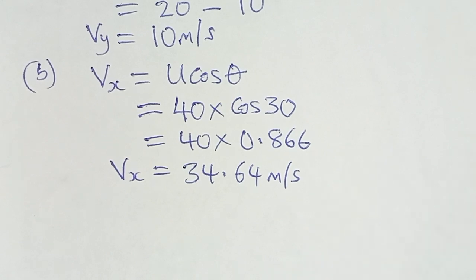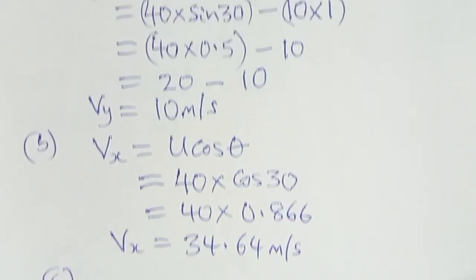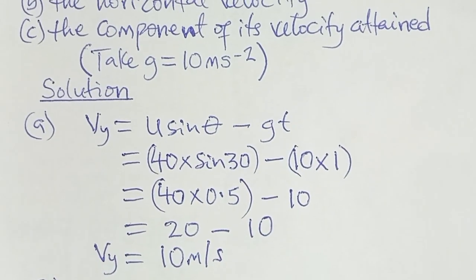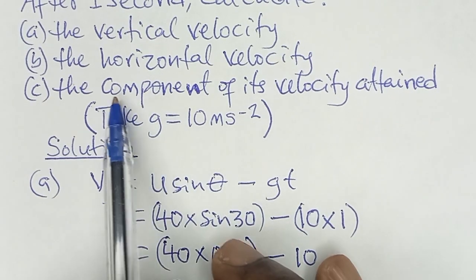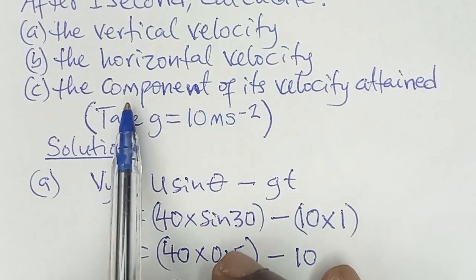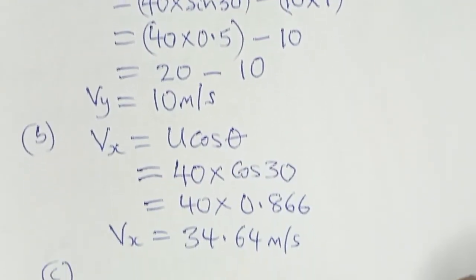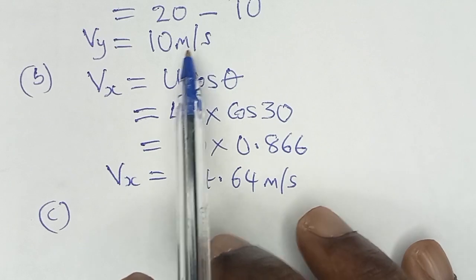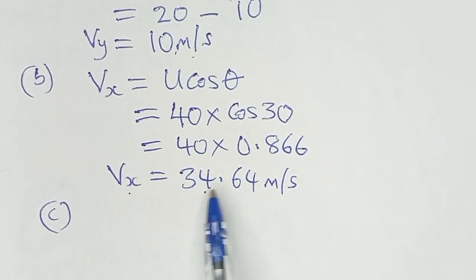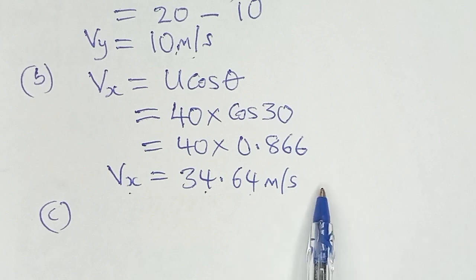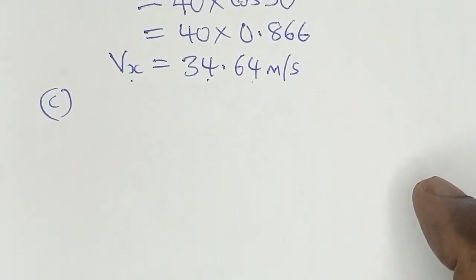And then finally, the C part of the question. That C part is asking us to find the components of the velocity attained. This invariably means that we should find the resultant velocity now. So we have the vertical velocity as 10 meters per second. We have the horizontal velocity as 34.64 meters per second. Now we go ahead and find the resultant of these two velocities.